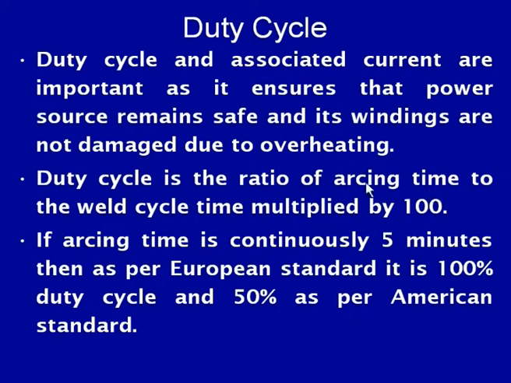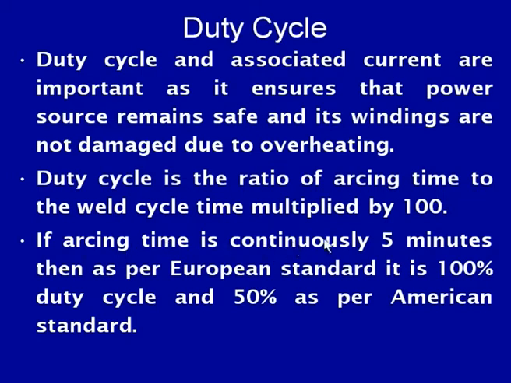The duty cycle and the current are very closely associated, and it is important to consider at what current we are working at what duty cycle, because it ensures that the power source remains safe and its windings are not damaged because of overheating. The duty cycle is the ratio of the arcing time to the weld cycle time multiplied by 100. The arcing time is basically the welding time during which heat is generated by drawing current from the welding power source, and weld cycle time is the arcing time plus the rest time.